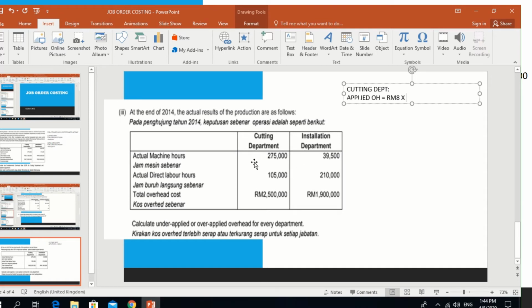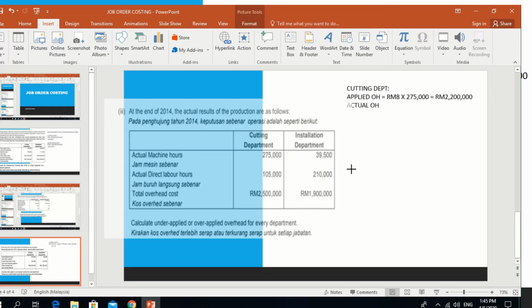275,000 hours. Okay. Then we will get the answer 2,200,000. Ini adalah applied overhead for cutting department. So, untuk tahu over or under applied, kita kena compare dengan actual. Actual overhead for cutting department.